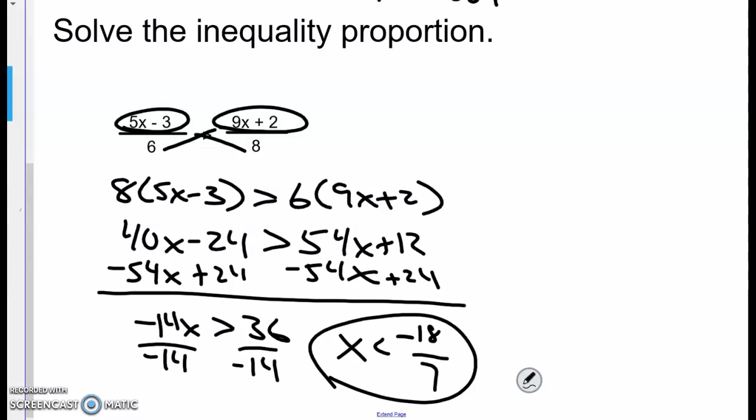If you wanted to check that, since x has to be less than negative 18 over 7, if I put 0 in, which is greater than negative 18 over 7, that should create a false statement. If I plug 0 in here, I get negative 1/2. If I plug 0 in here, I get 1/4. Negative 1/2 is not bigger than 1/4, so it would be correct. Okay.